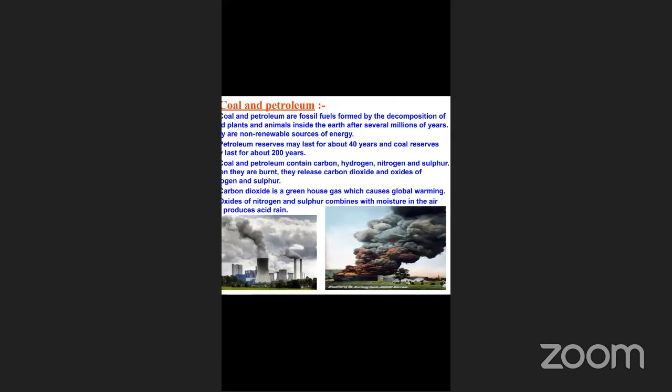environment. So coal and petroleum are another natural resource which are found in nature. Coal and petroleum are the fossil fuels formed by the, already we have seen that fossil fuels, they are formed by the decomposition of dead plants and animals inside the earth after several millions of years will get converted into coal and petroleum. And you know, they are non-renewable resources of energy. Because if you are using again and again, it will take millions of years to form again.